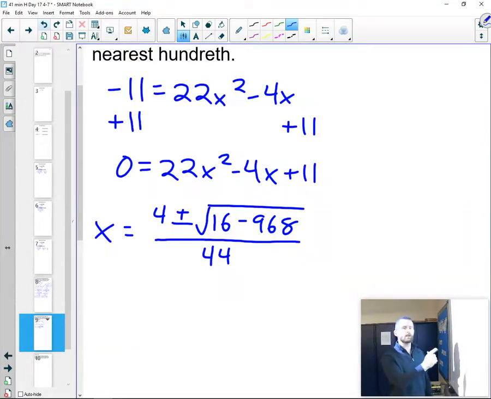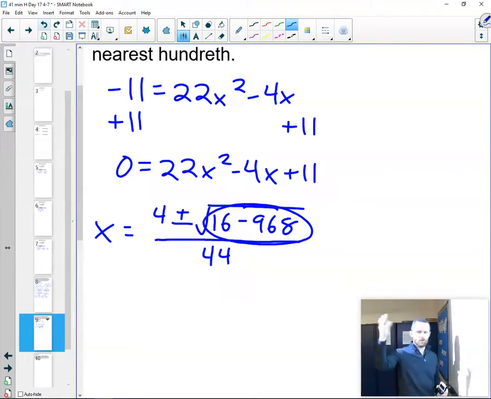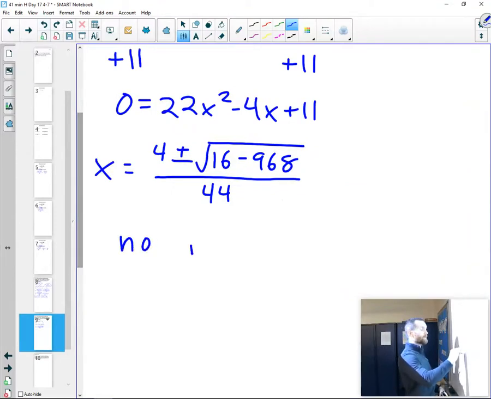Okay, now how do I want to say this? At this point, we can see we don't have to do anything else. We don't have to do a single other step because the discriminant, what's under that square root, is going to be a negative. So that means we're going to get no real solutions. No real solutions.